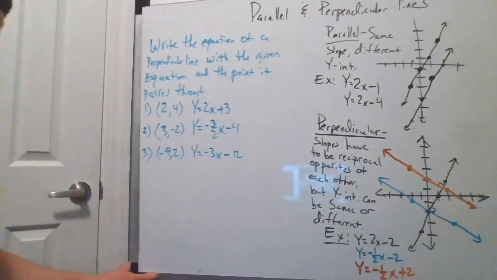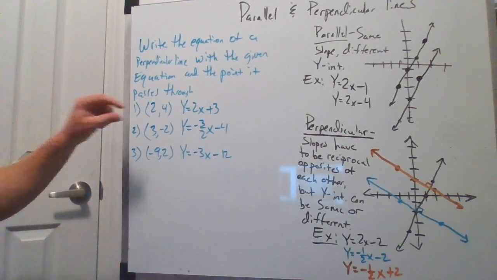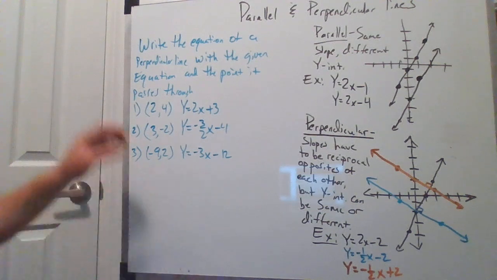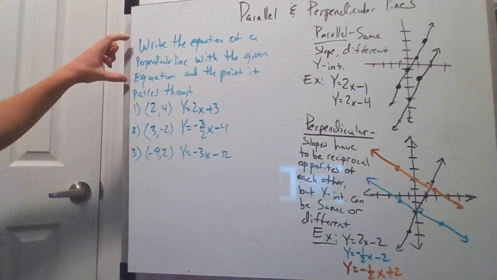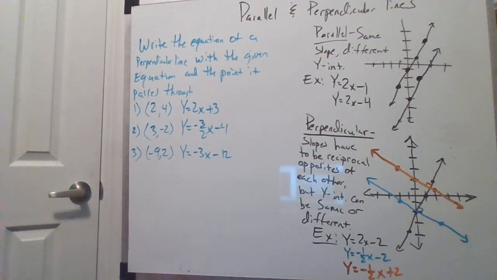Alright, now let's do some more. We're going to do some ones that are about perpendicular lines. So here's some new stuff. I'll do 3 separate examples, follow my lead, take notes, ask questions during small group today. Write the equation of a perpendicular line with the given equation and the point it passes through.